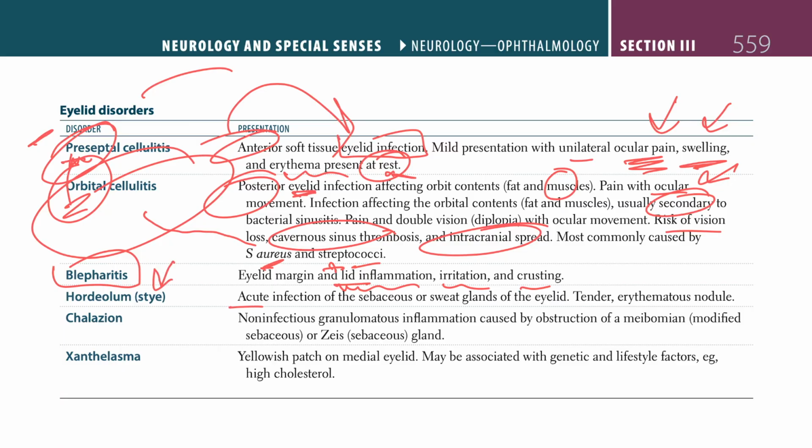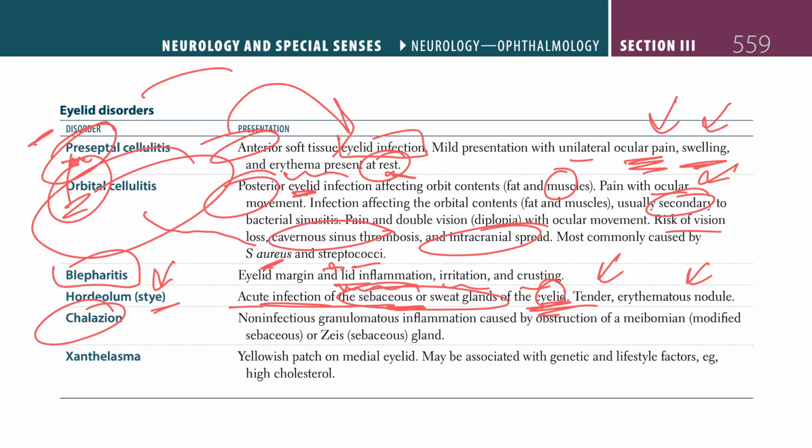A sty is an acute infection of a sebaceous or sweat gland of the eyelid. So the eyelid has sebaceous and sweat glands. If they somehow get inflamed, maybe there's a blockade causing inflammation, that causes a tender erythematous nodule right on the eyelid. Right on the eyelid, you will get a tender subcutaneous nodule.